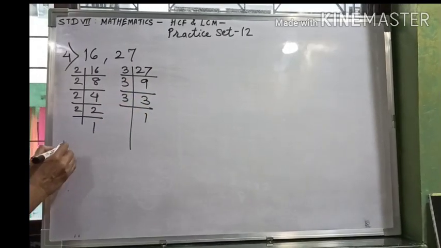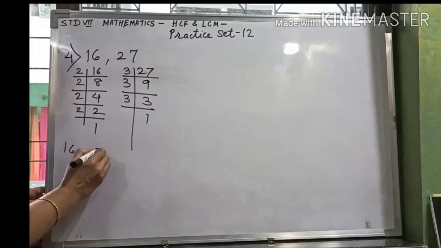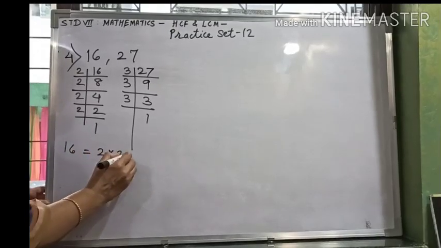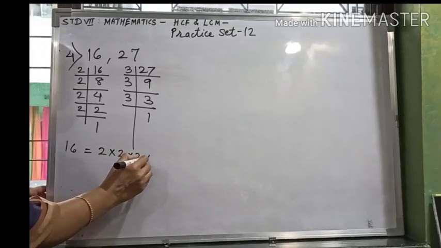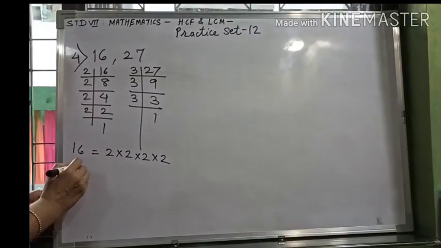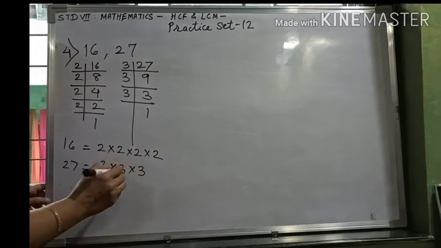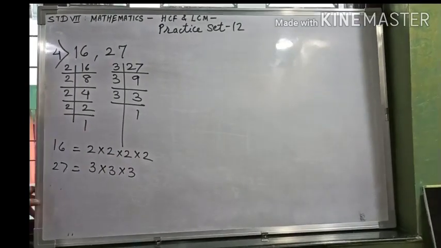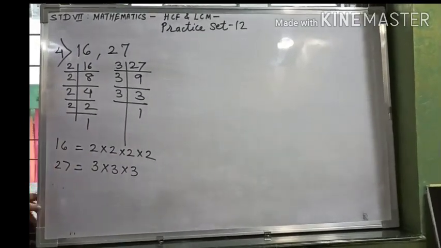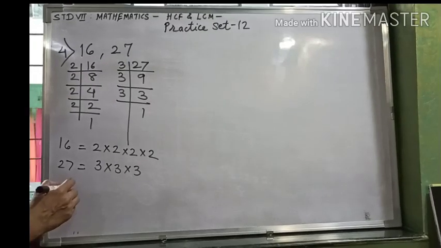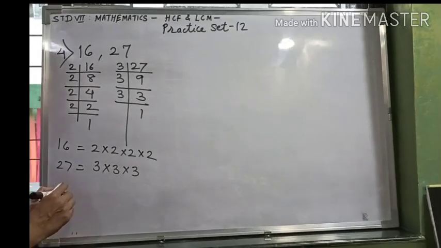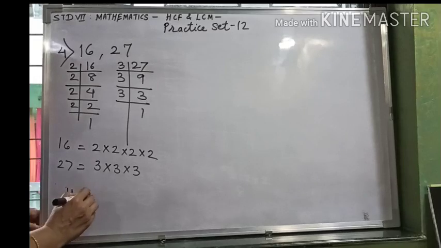So we will write factors of 16 over here. 2 multiplied by 2 multiplied by 2 multiplied by 2. Factors of 27. 3 multiplied by 3 multiplied by 3. Here no number is common, no factor is common. Therefore, the common factor is 1 itself. Hence, HCF is 1.